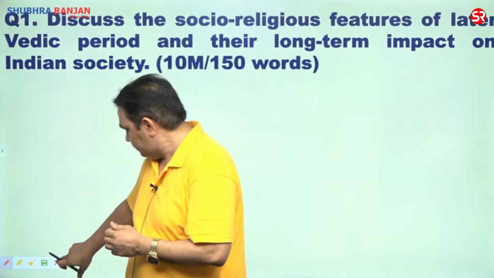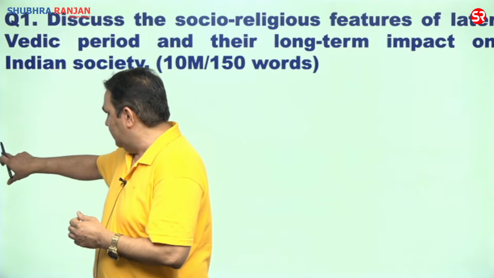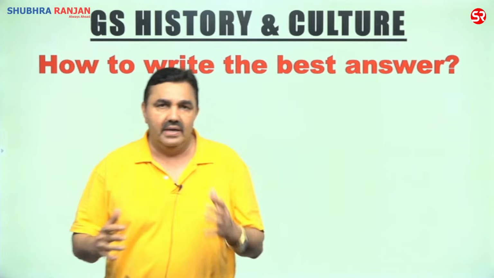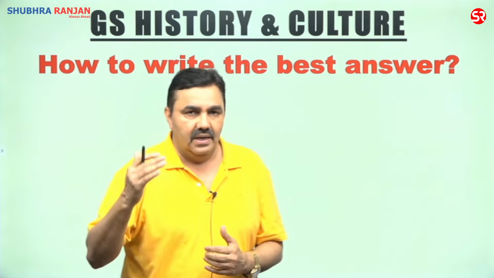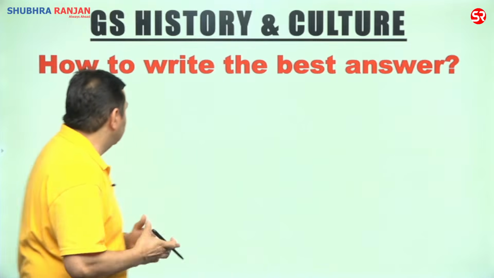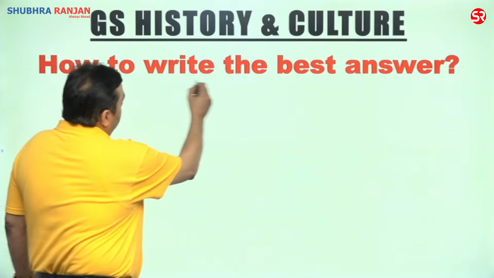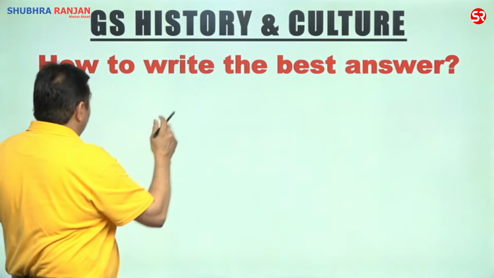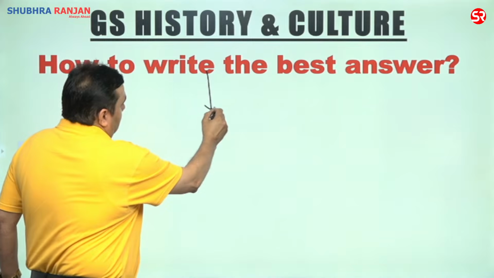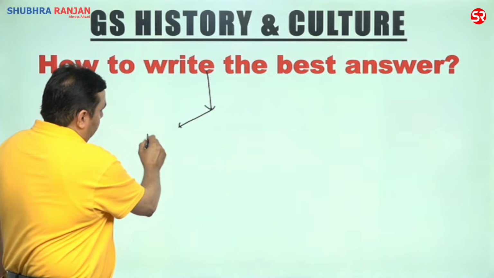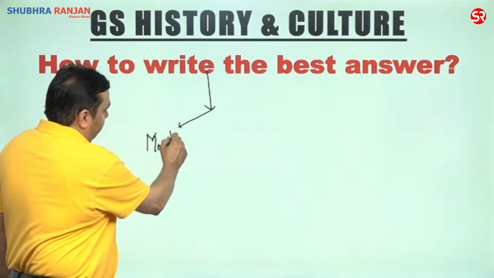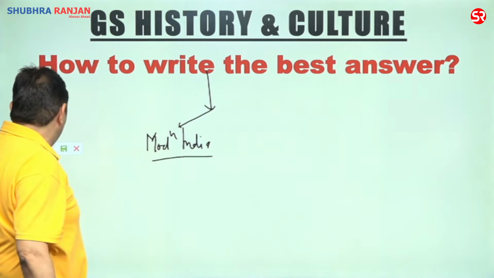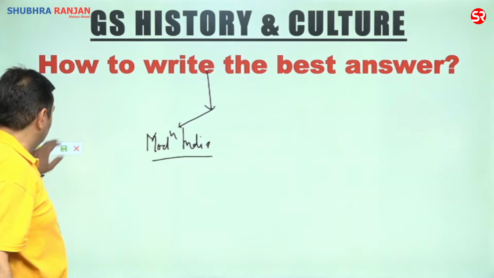So, what kind of issues are there? What are the common mistakes which students commit while dealing with the questions of history and culture? Let us see some important issues. See, questions of history and culture may be from modern India. That's a very important segment for your prelims as well as for your main exam. Today's focus is on main exam. So modern India is going to be very, very important.